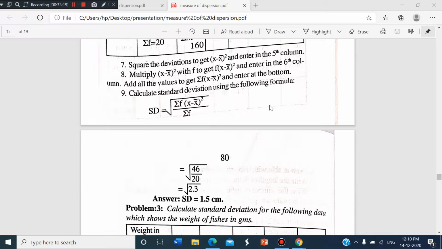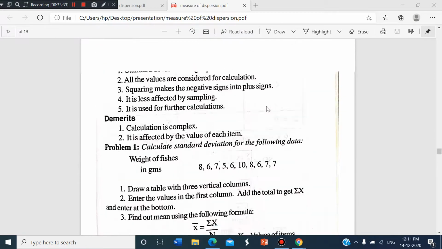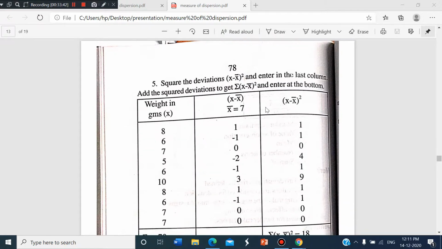Then the answer comes to 2.35 grams. That's the measure of, particularly, the standard deviation. One is the range and the second one is the standard deviation.